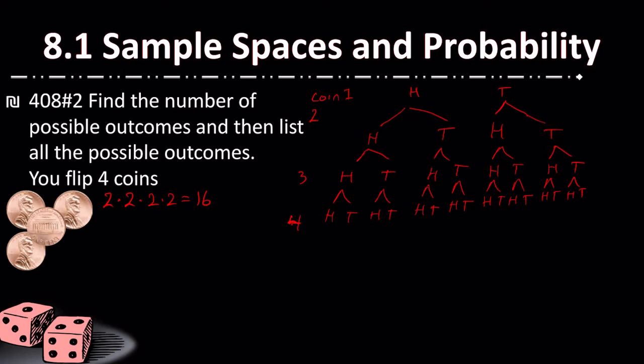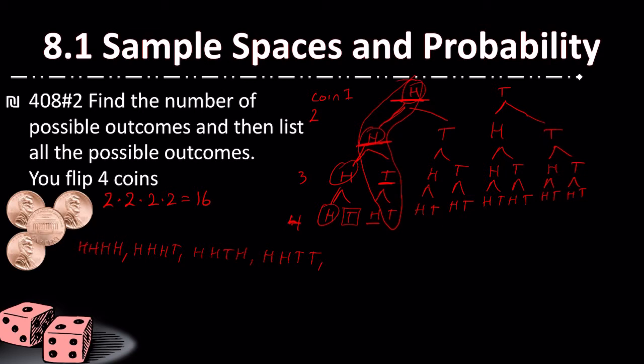Now to list our sample space, we can go along and do each of our things in the tree. So we could have head, head, head, head. Or we could have head, head, head, tail. Or we could have head, head, tail, head. And that's different. And then head, head, tail, tail. That would be this one.